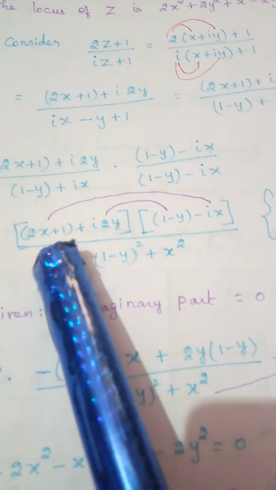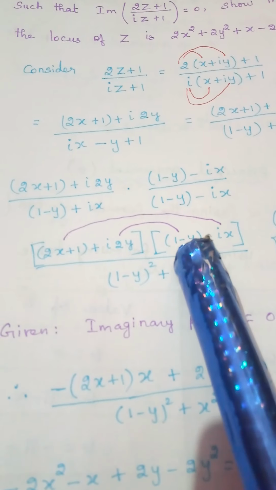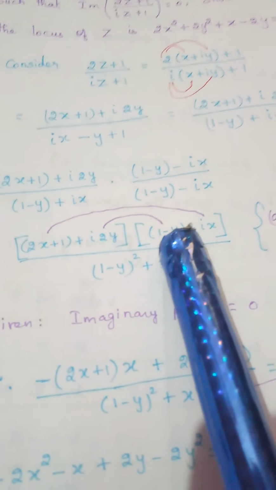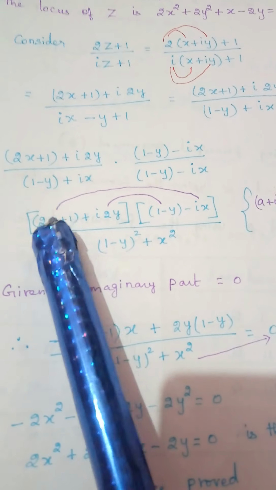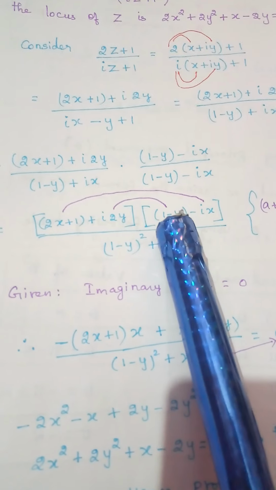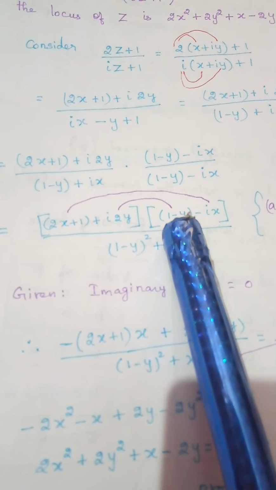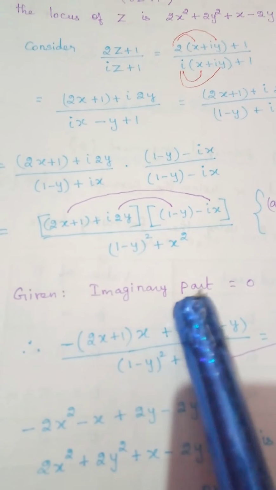So first, if I take 2x plus 1 to 1 minus y, there is no i in both the brackets, therefore it will come in the real part. Can you understand this? When I take this 2x plus 1 to 1 minus y, there is no i term in both the brackets, so it will definitely come as a real part. So I don't want that, because I want only the imaginary part.